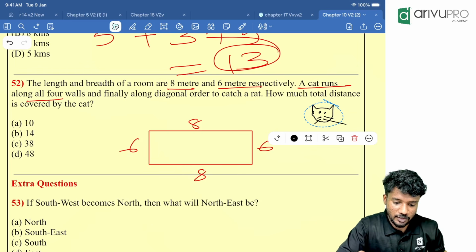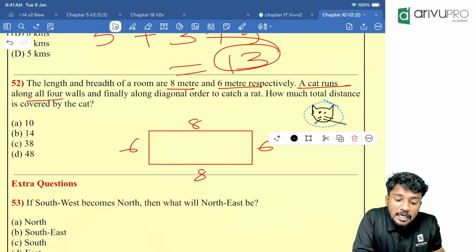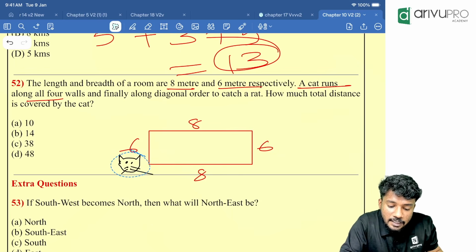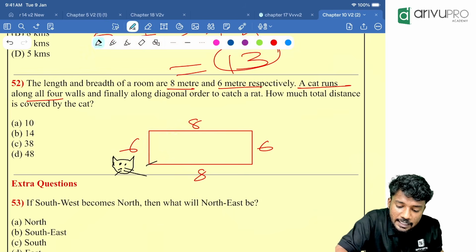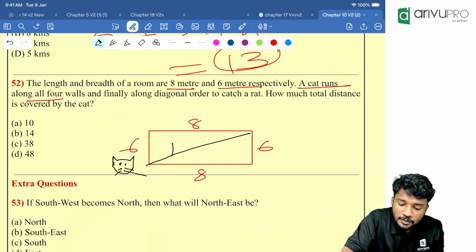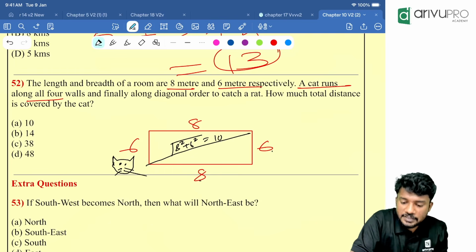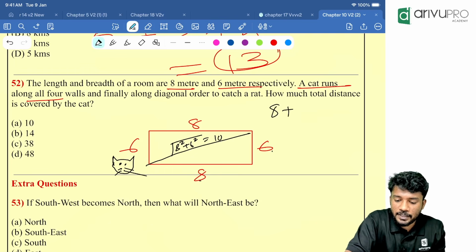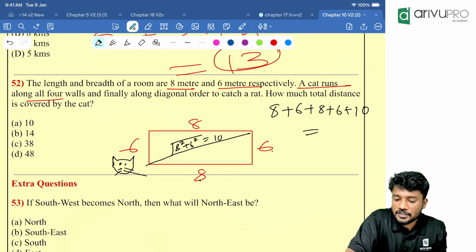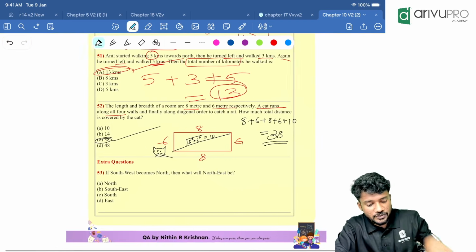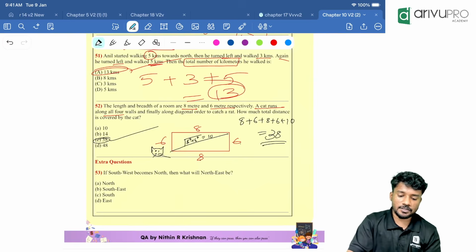But one more condition is there. Finally, along the diagonal, that means one of the diagonals also the cat travels. You need to find the diagonal length. How much is diagonal length? That is nothing but root of 8 square plus 6 square. That is 100. Root of 100, which is 10. So total distance is 8 plus 6 plus 8 plus 6 plus 10, which is equal to how much? 38. Which option is the right answer? Option C is the right answer.